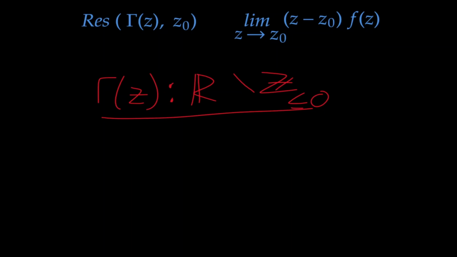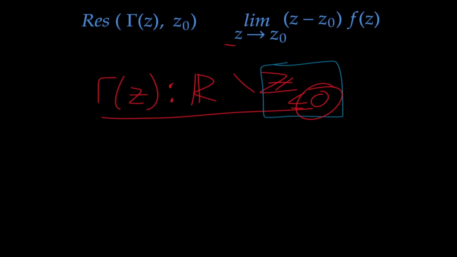So the points at which we're going to be finding the residues are precisely the places where it is undefined: all the negative integers along with 0. That's a pretty good starting point. So what is the residue of gamma of some z at 0?